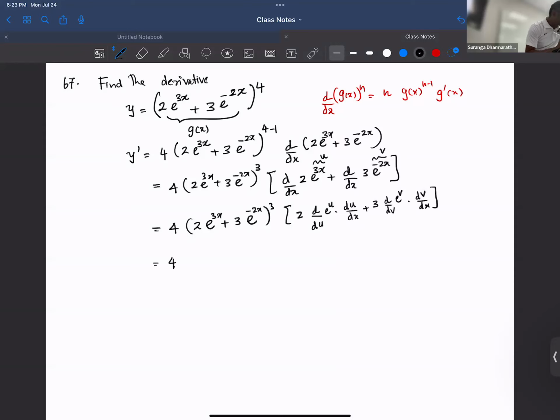Does that make sense, how I get v and u? My assumption is that I let u equal 3x and v equal negative 2x. Why did I do that? Can anybody say why I did that?